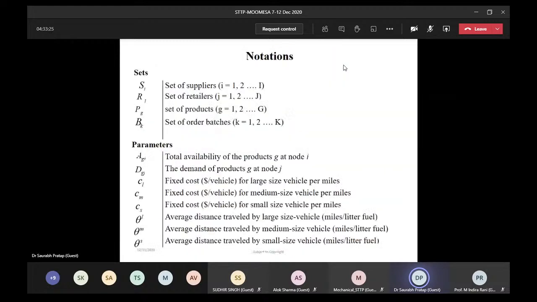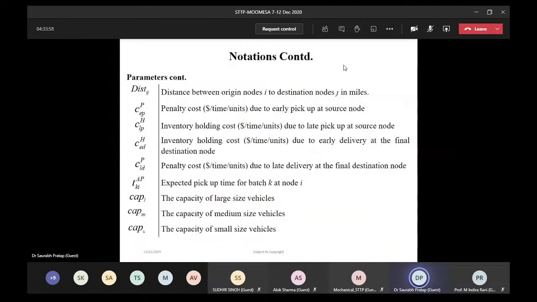So on the basis of this scenario, I have formulated a model and mathematical terms. You can say that suppliers, sub retailers, products, and order batches are the input parameters that are known to us: total availability of product, demand, fixed cost, average distance. Actually in this model I have considered three types of vehicles: small, medium and large size. So these are the parameters, you can see that.